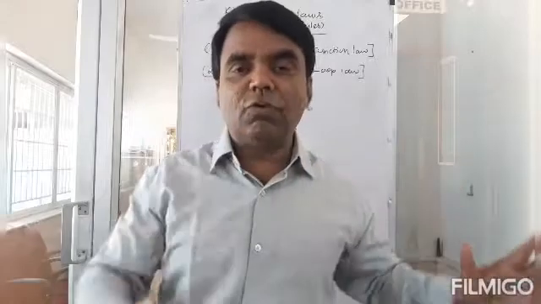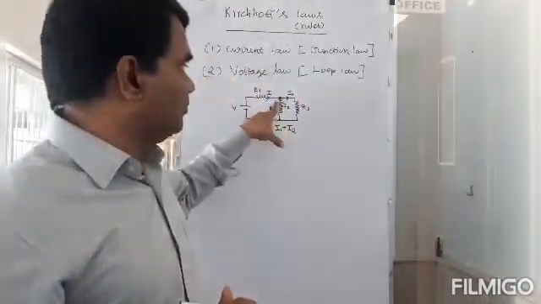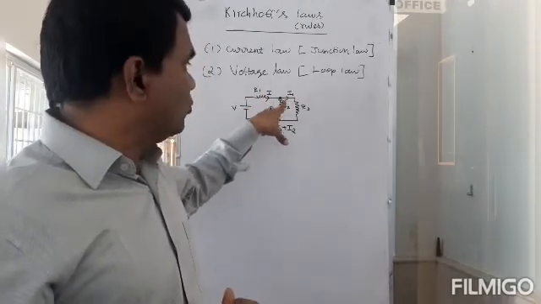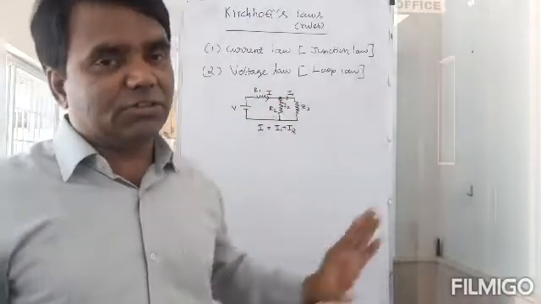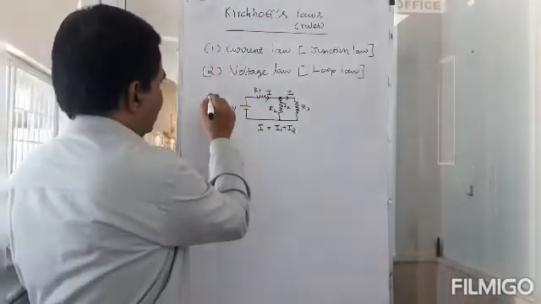So there is a smooth flow of current in a circuit. Then this is what must be happening. The amount of current entering the junction must be equal to the amount of current leaving the junction. That is the first law. That is the current law.